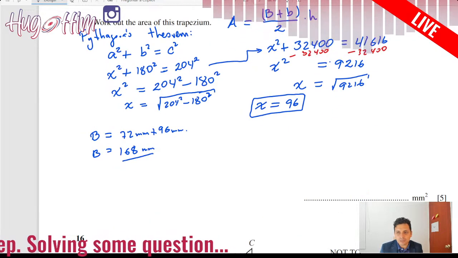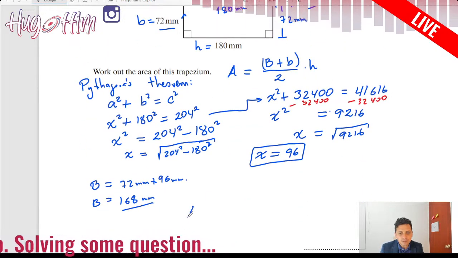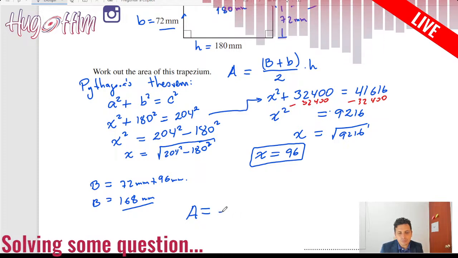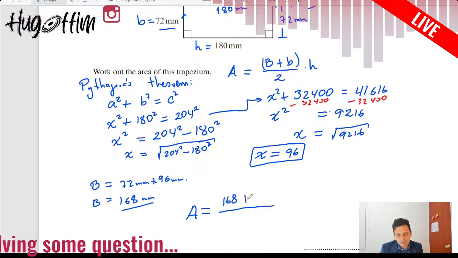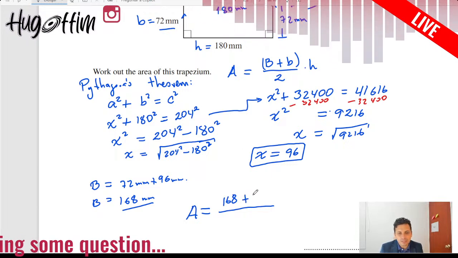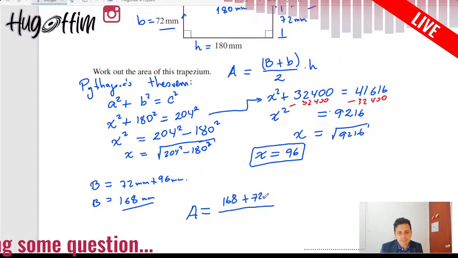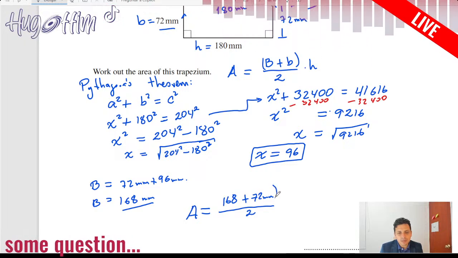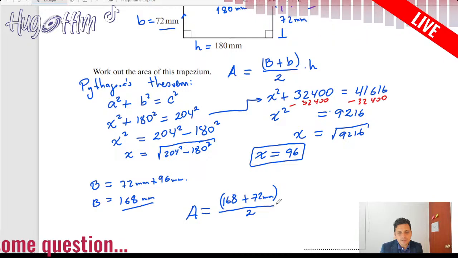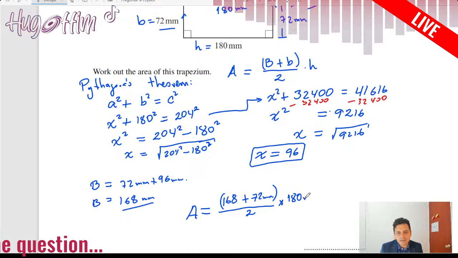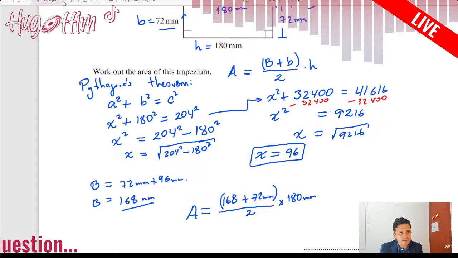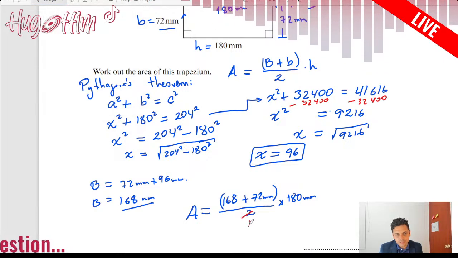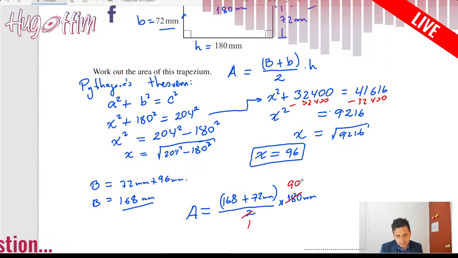So I'm going to calculate. The area of the trapezium is going to be 168 millimeters, I'm going to put the units because I know that everything is in millimeters, plus 72 millimeters, divided by 2, times height, 180 millimeters. You can, for example, simplify here. If you want to avoid a lot of calculations, divided by 2, this will be 90.